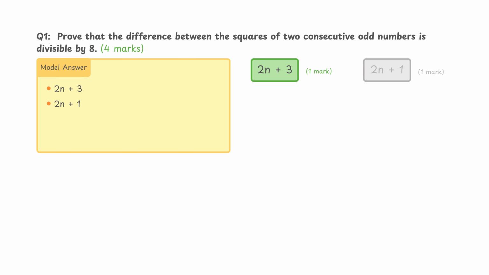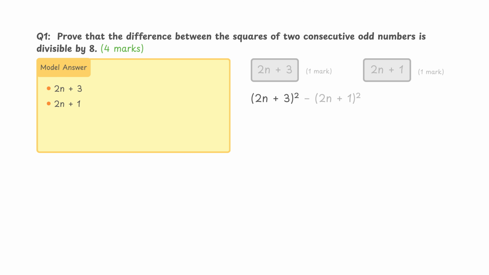Now step 2, form the difference between their squares. We take the square of the larger number and subtract the square of the smaller number. So we write open bracket 2n plus 3, close bracket squared, minus open bracket 2n plus 1, close bracket squared. Now we expand both brackets carefully.